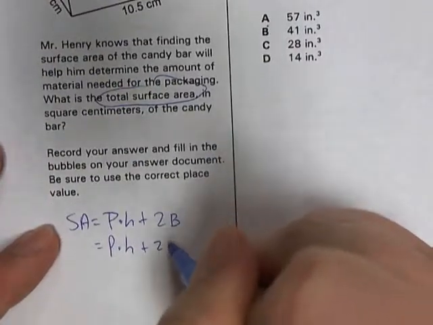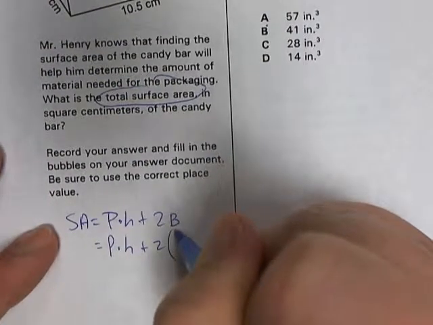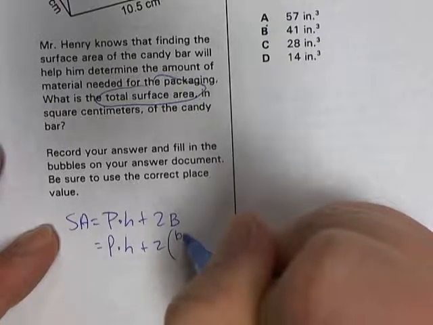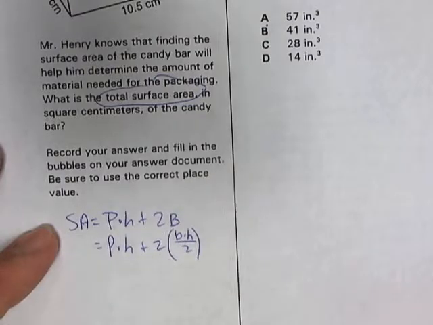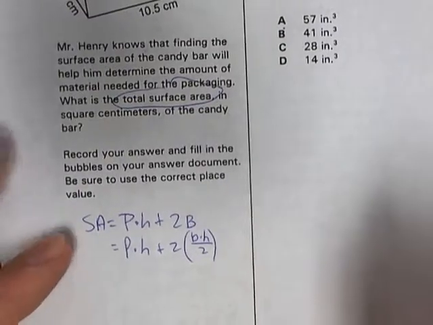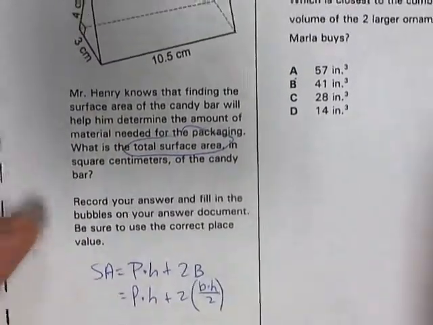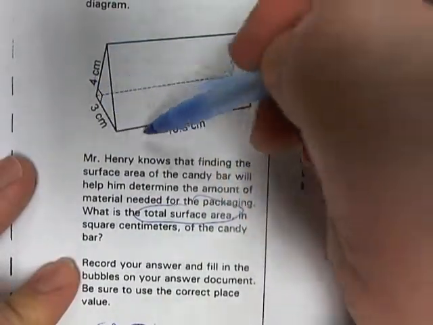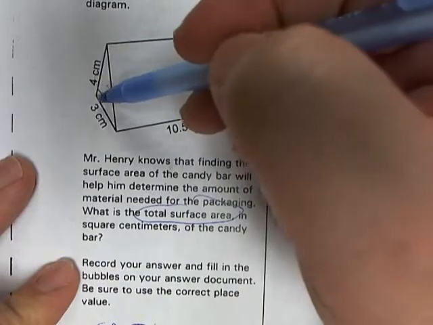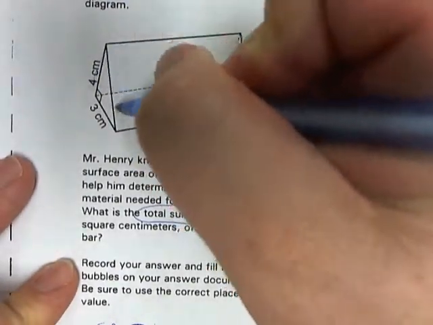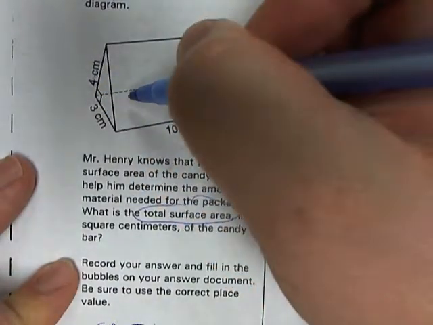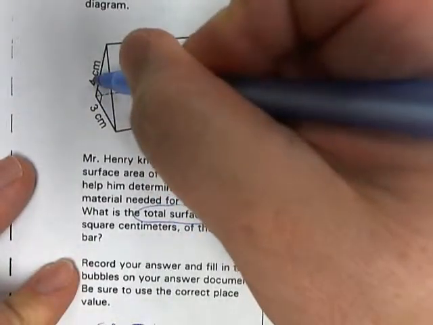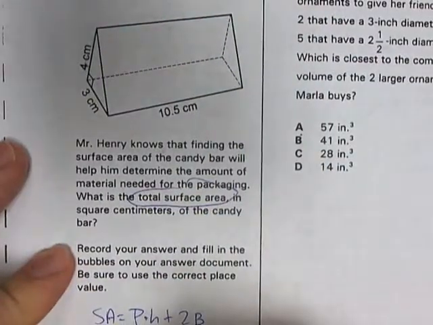So since the base is in the shape of a triangle, I'm going to look at my math chart and see that the formula for area of a triangle is base times height divided by 2. So now let's substitute our measurements into the formula. Well, the perimeter of the base is simply the perimeter of this right triangle. It's a Pythagorean triplet triangle, 3, 4, so the hypotenuse has to be 5. So just add up the lengths of those sides to get the perimeter. So 3 plus 4 is 7, plus 5 is 12.